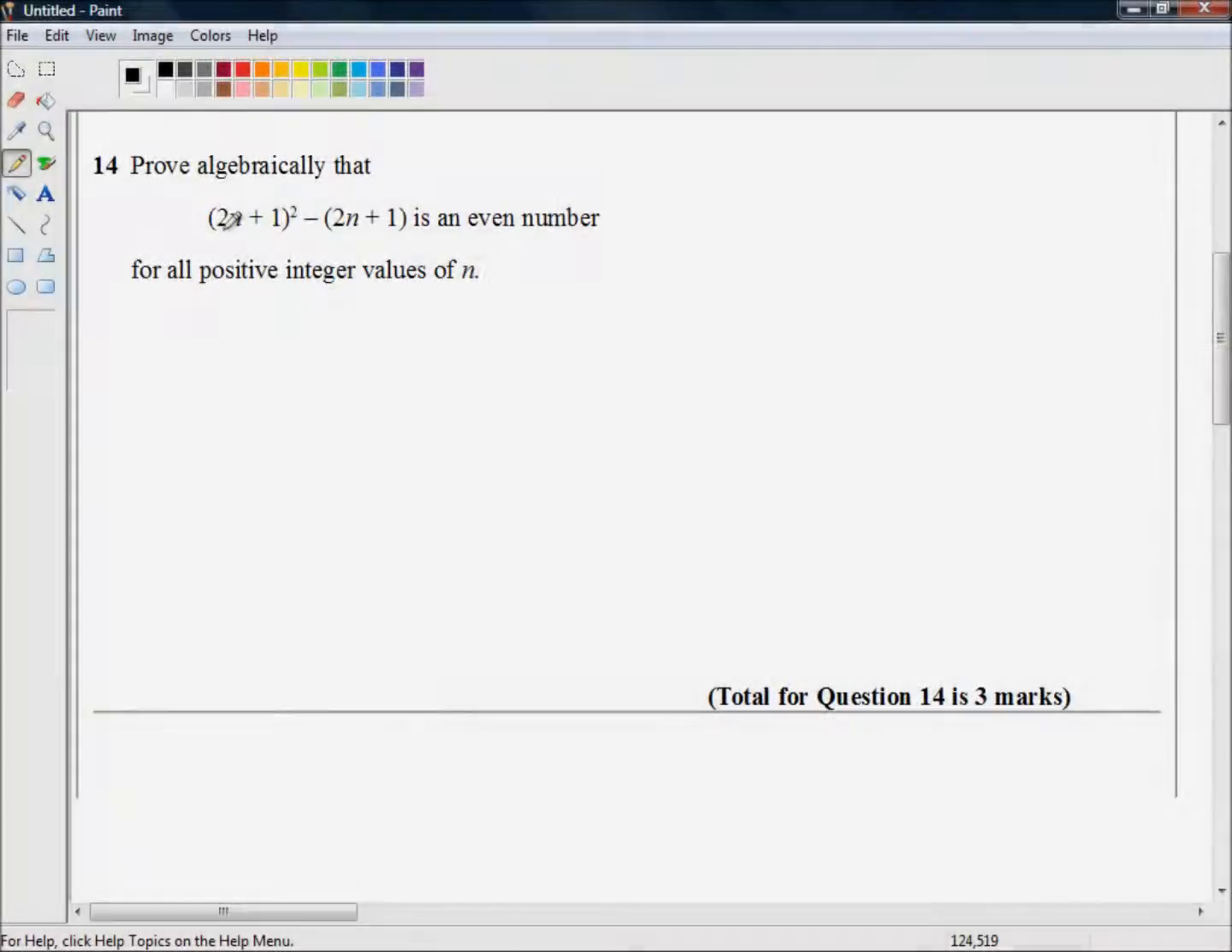Hello and welcome to the new style Edexcel GCSEs. These are the ones that go from grades 9 through to grade 1.